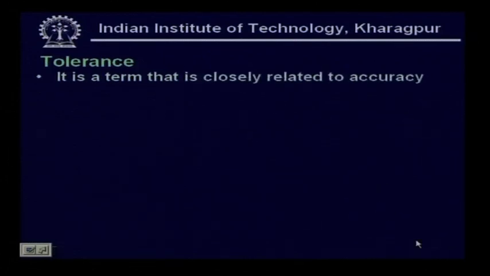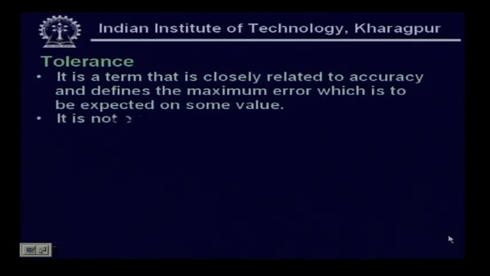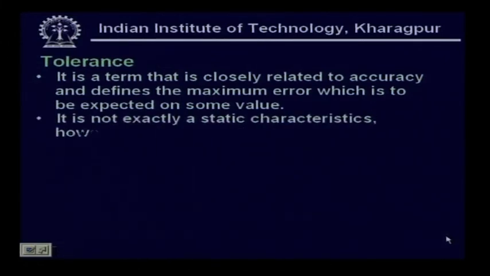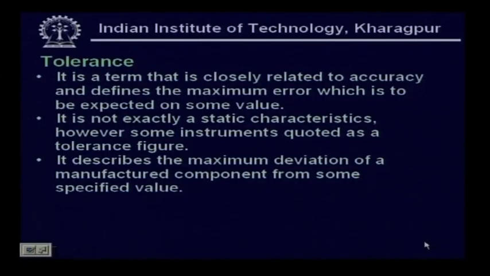Now, tolerance is a term that is closely related to accuracy and defines the maximum error which is to be expected on some value. It is not exactly a static characteristic, obviously, however, some instrument manufacturers usually quote this tolerance figure. So, you must know what the tolerance is. One good example, for those who are not familiar with instrument tolerance: it is the maximum deviation of a manufactured component from some specified value. You are familiar with that.